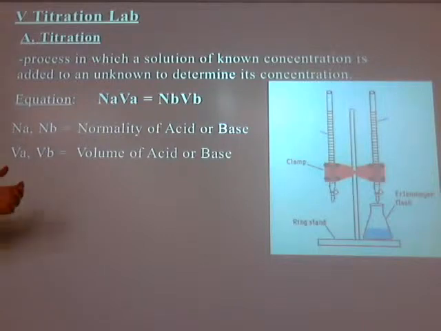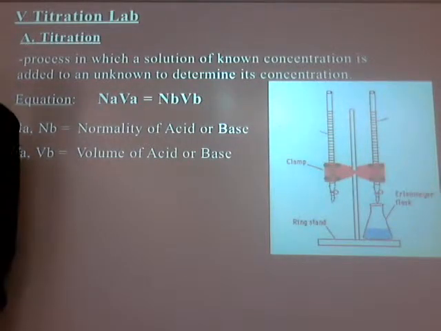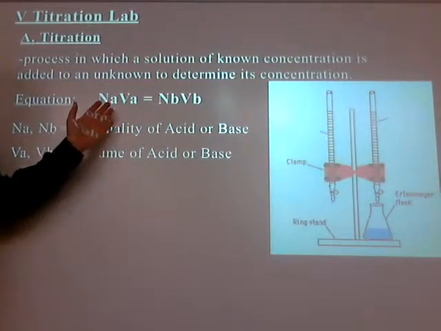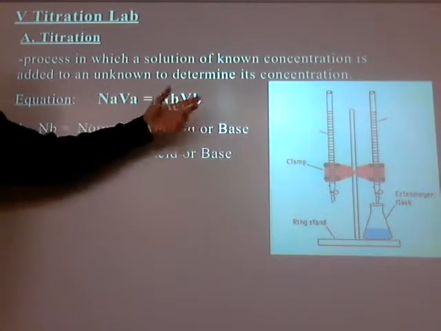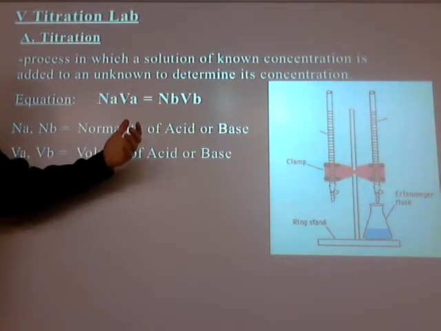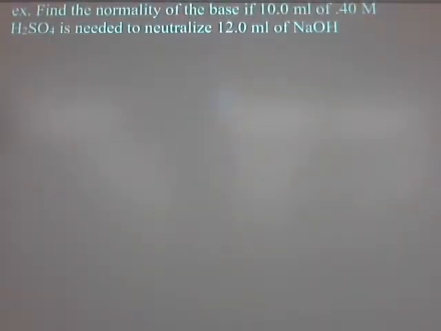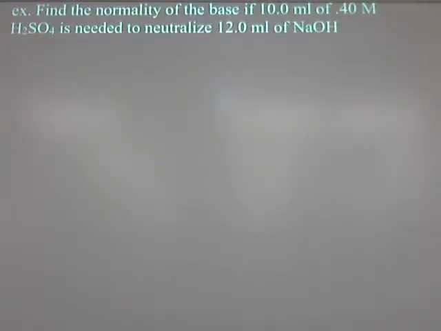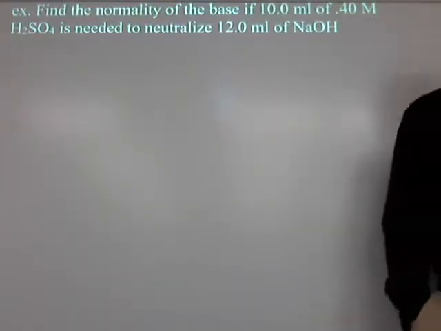I'm going to do 2 examples on the board for you, and then we're going to go back in the lab and do it. This lab is going to be different from the previous labs we've done, as you'll see in a little bit. But let's get through the notes first. Applying this equation every time, one of these variables will be the unknown. Okay? Usually it's the concentration we're trying to find out. Okay? Let's do this first one. Find the normality of the base, and I tell you the concentration of the acid, and I tell you the volumes that you needed.